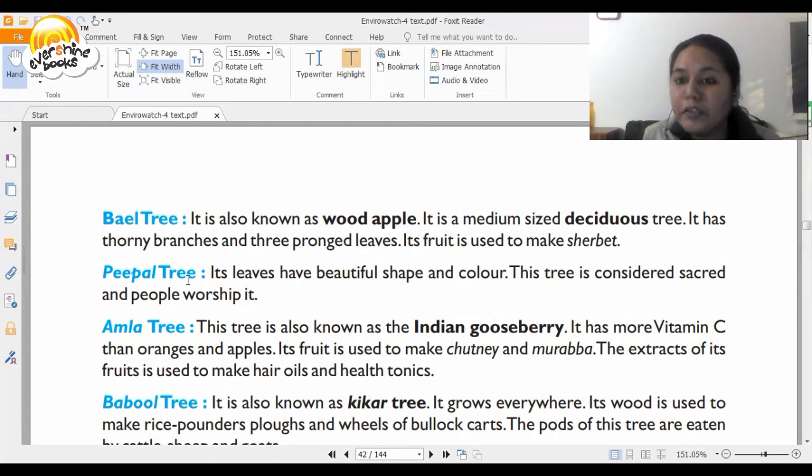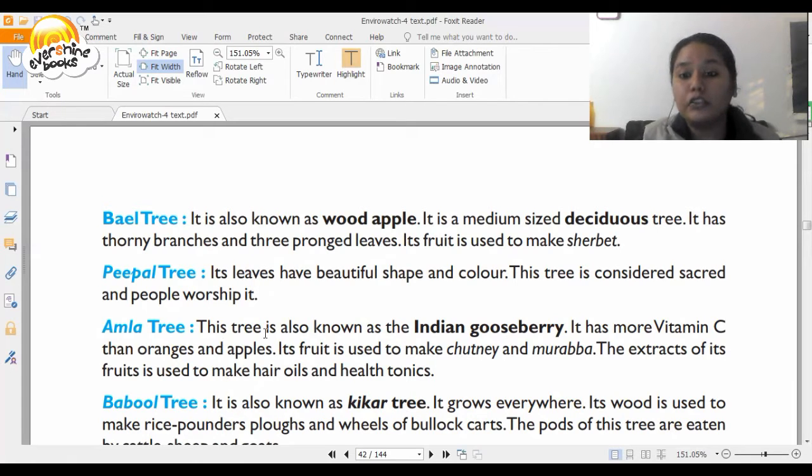Then you have the peepal tree. Its leaves have a beautiful shape and color. This tree is considered sacred and people worship it. You will see that in your neighborhood if there's a peepal tree, many people will light a diya near that tree, or probably put some flowers there. So this tree has a religious value in the Hindu culture.